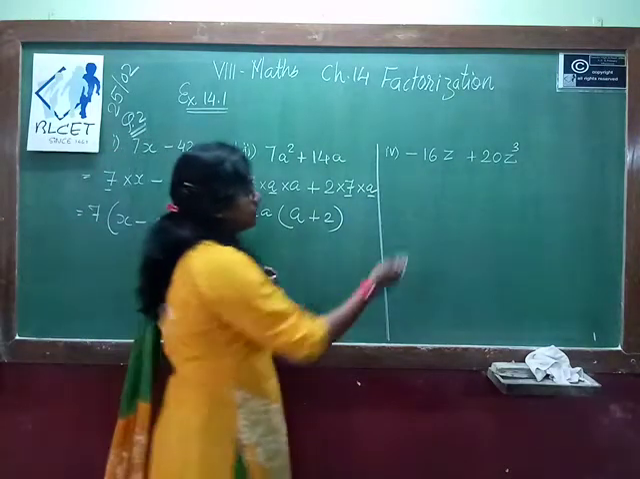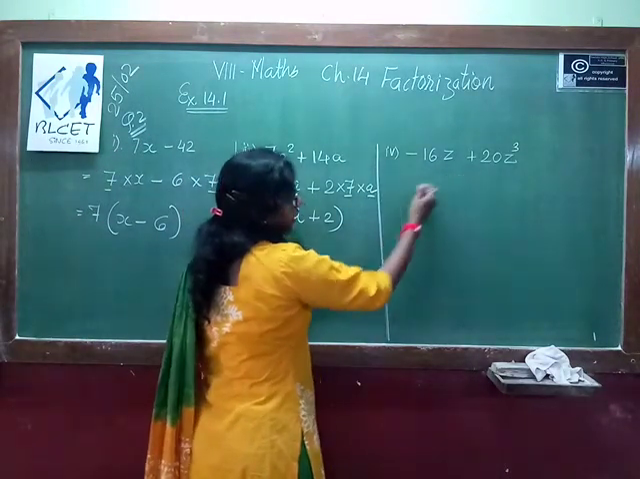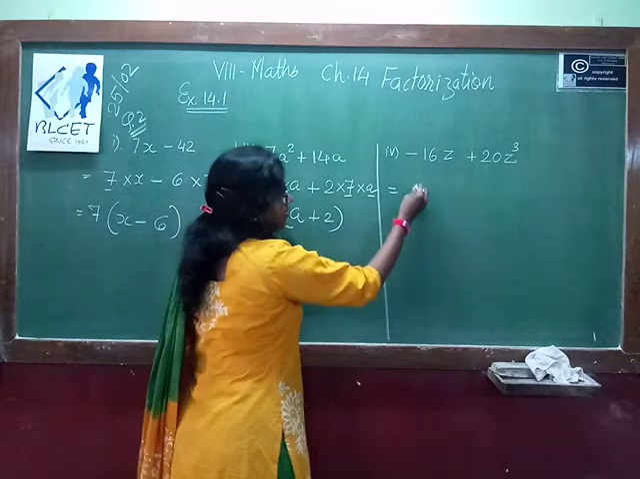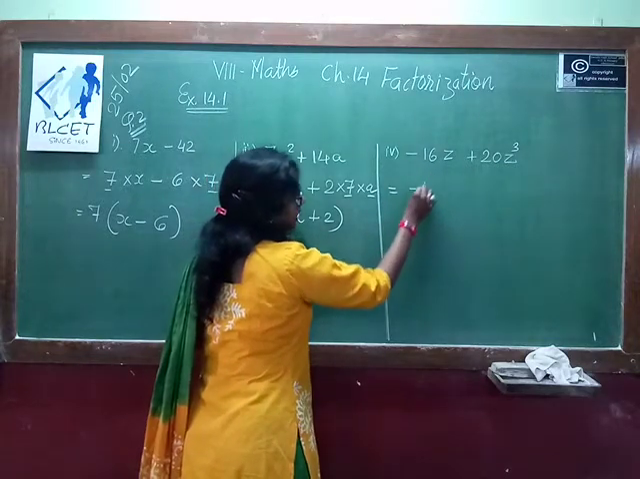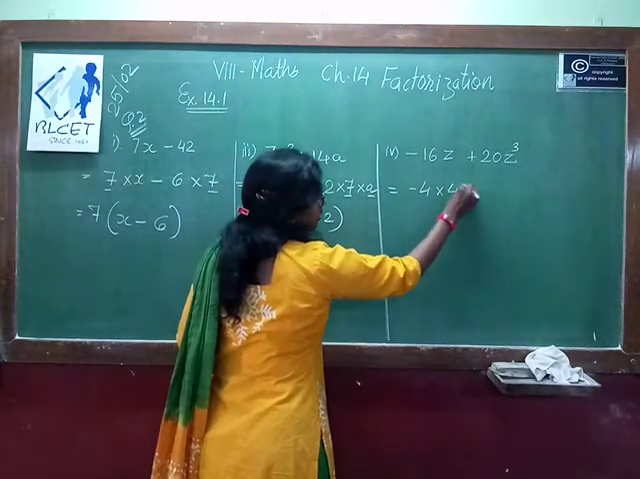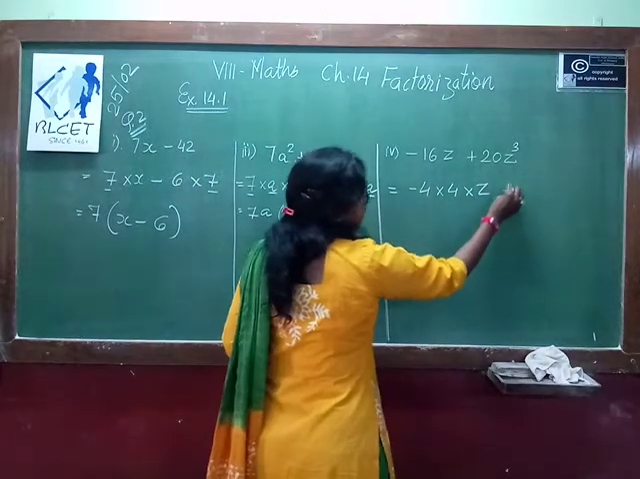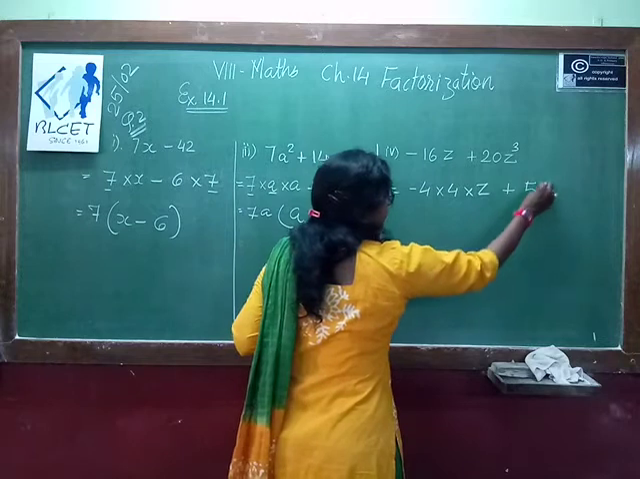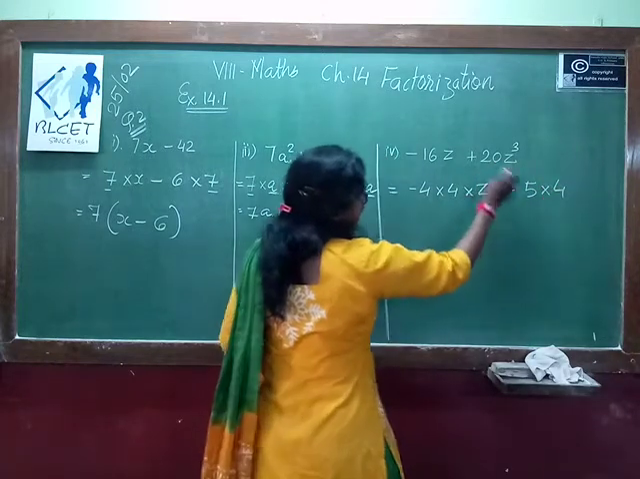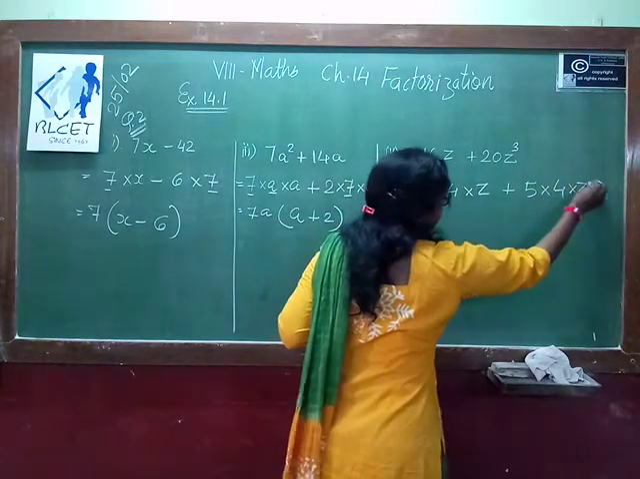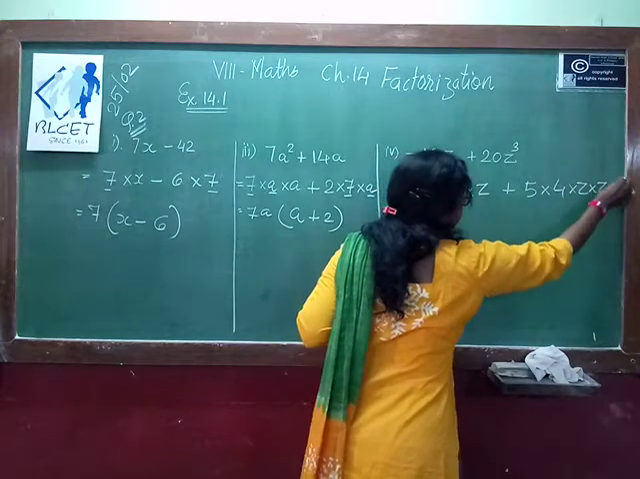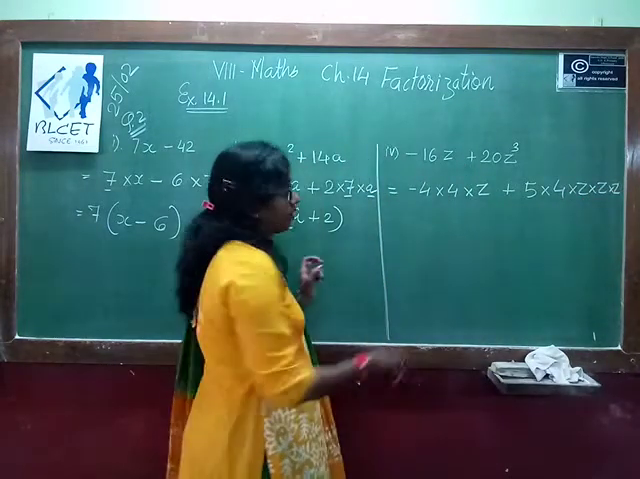Next we have minus 16z plus 20z cube. So minus 16 you can write as minus 4 into 4 into z. These are the factors of minus 16z. Plus 20 means 5 into 4, z cube means z repeated 3 times. Now take out the common factors.